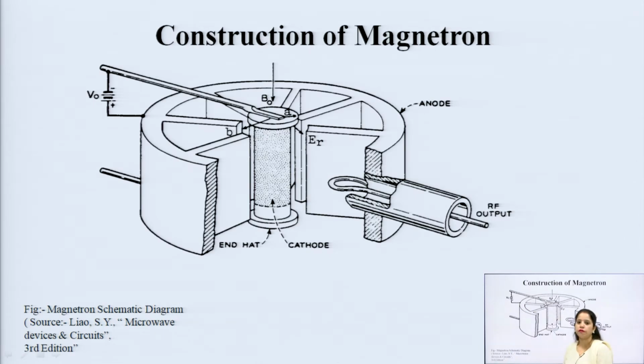Now, the construction of a magnetron. Let us look at a basic thing which we will discuss in detail. Cathode and anode are always the basic parts of any microwave devices, microwave sources. So, this is the cathode, the center one, and it is responsible for generation of electrons.